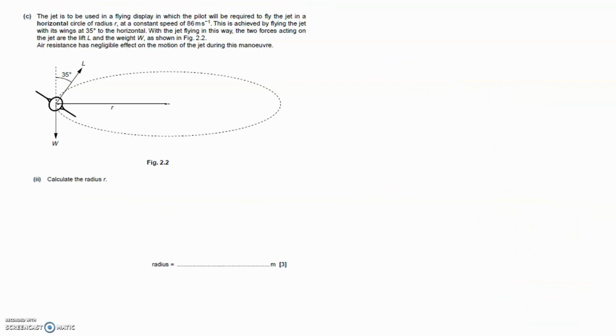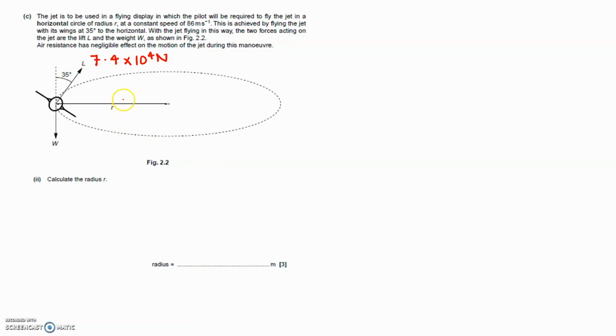Moving on to the next part of the question, part 2. Calculate the radius r. So we know that the lift force is 7.4 times 10 to the 4 newtons. Now, the plane is flying in a circle, and the reason I'm going through this question is to highlight a common mistake that students make when tackling it. The way that you calculate the radius r is using circular motion theory.